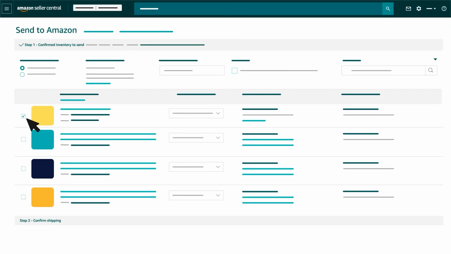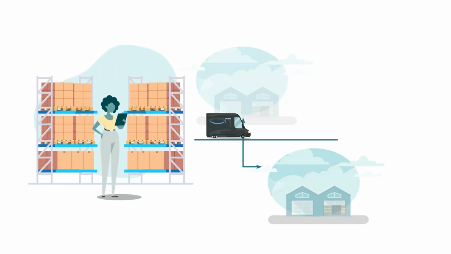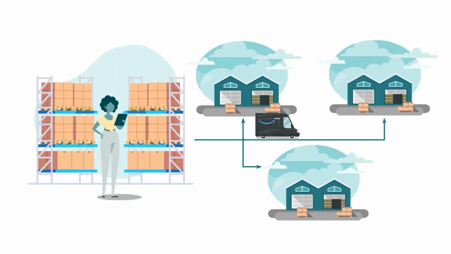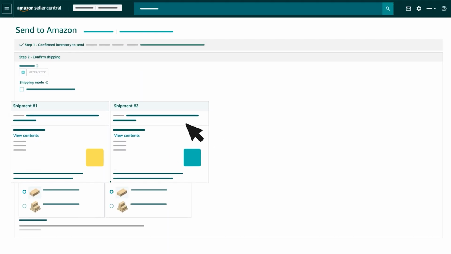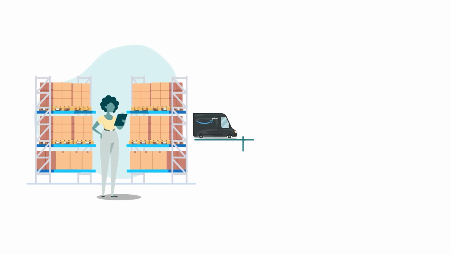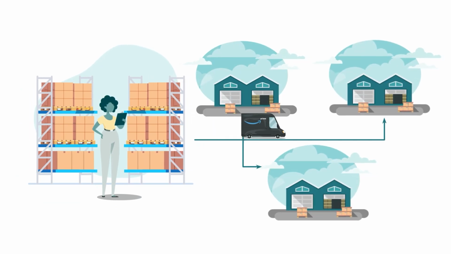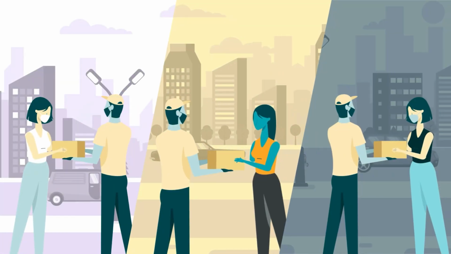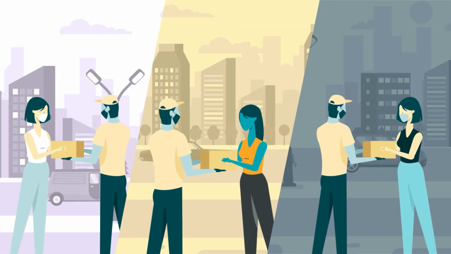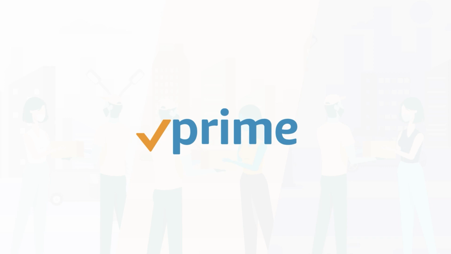Depending on the SKUs you select in Step 1 of the Send to Amazon workflow, your inventory could be sent to more than one Amazon Fulfillment Center. These are represented by shipment cards that appear in Step 2 of the workflow. When necessary, sending your inventory to multiple fulfillment centers helps ensure products can reach more customers more quickly and gives you the best chance to meet Prime customer delivery promises.